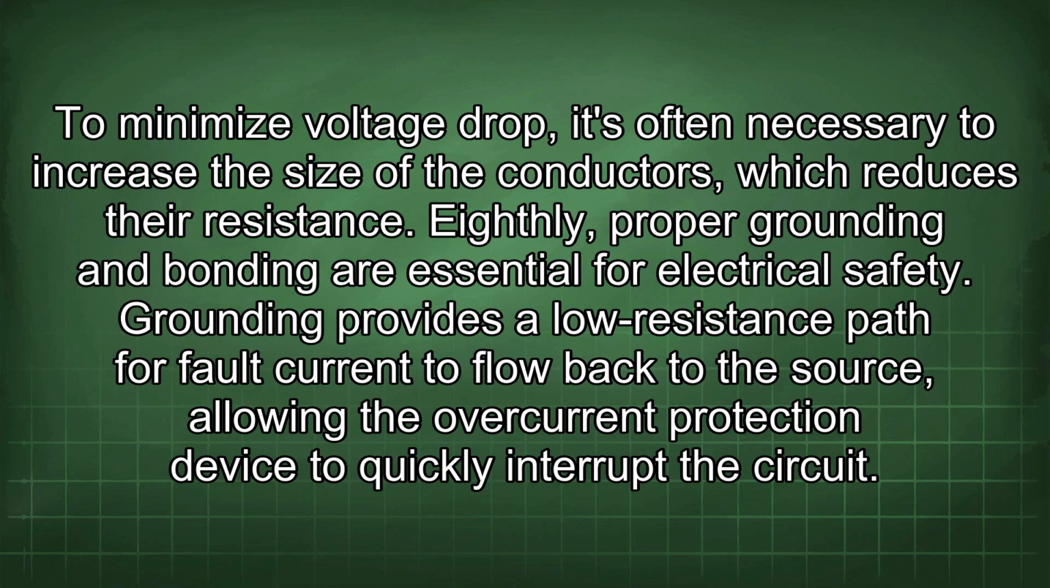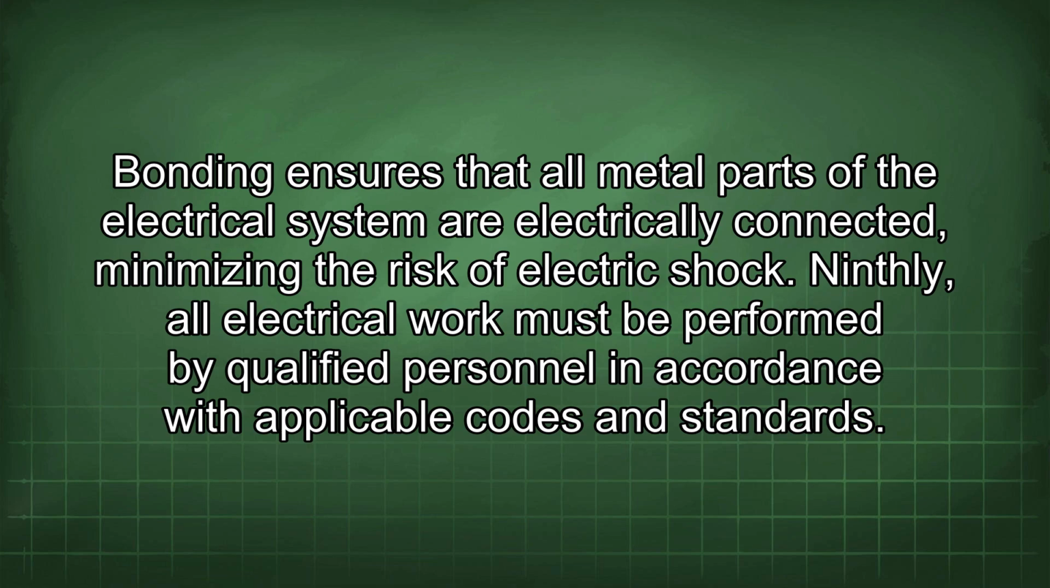Eighthly, proper grounding and bonding are essential for electrical safety. Grounding provides a low-resistance path for fault current to flow back to the source, allowing the overcurrent protection device to quickly interrupt the circuit. Bonding ensures that all metal parts of the electrical system are electrically connected, minimizing the risk of electric shock. Ninthly, all electrical work must be performed by qualified personnel in accordance with applicable codes and standards.